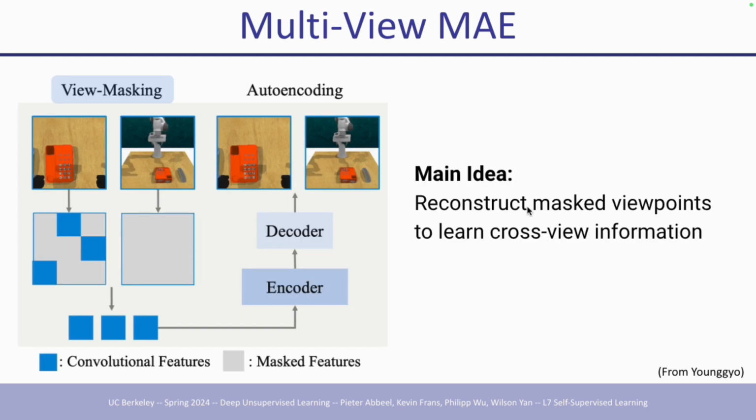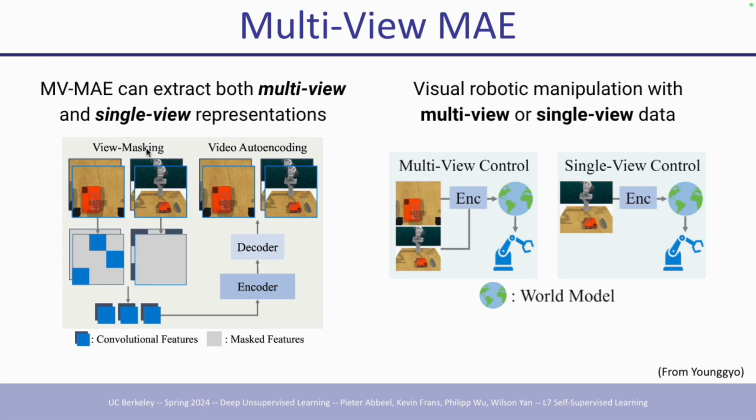And the main idea here is to reconstruct masked viewpoints to learn cross-view information. So hopefully, given let's say parts of the wrist view, we should be able to predict what the third-person camera view looks like. As you can see over here, we completely masked out this other view. And so hopefully that lets us learn a more robust representation, since the model should be able to learn features that can reconstruct from different views.